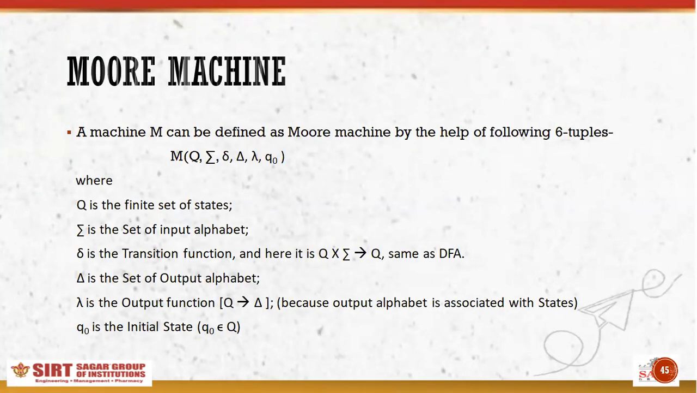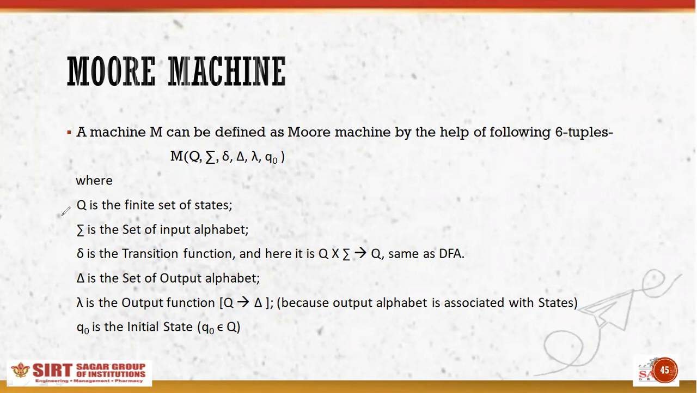First of all, Moore machine. A Moore machine can be defined with the help of 6 tuples: Q, sigma, del, delta, lambda, and Q naught. A few of the tuples are known to you very well, because you have already seen some of these tuples in earlier machines, and some of the tuples here are new to you. So I will explain them one by one.